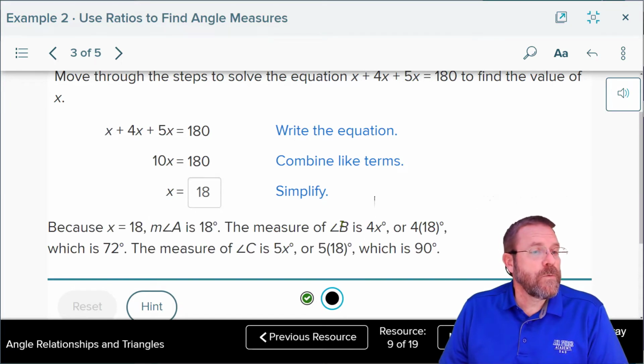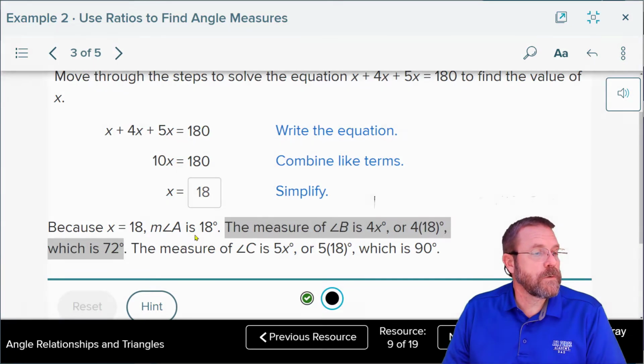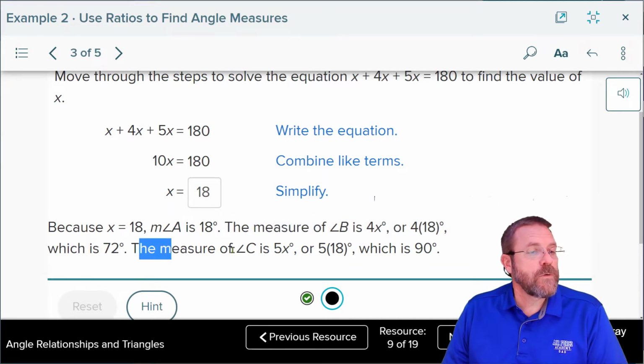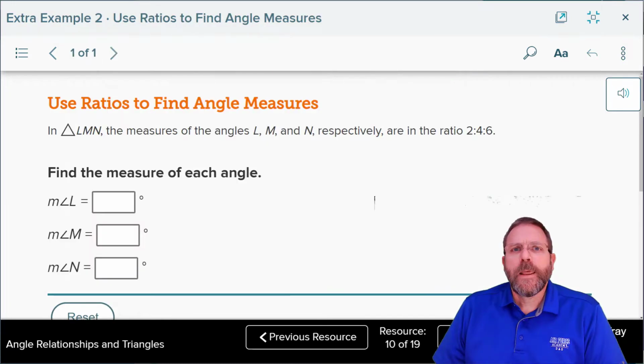Now to find the other ones, the measure of angle B, 4 times 18, means that angle B is going to end up being 72 degrees. And the measure of angle C is going to be 5 times 18 degrees, also known as 90 degrees. That's all there is to finding these missing angles.